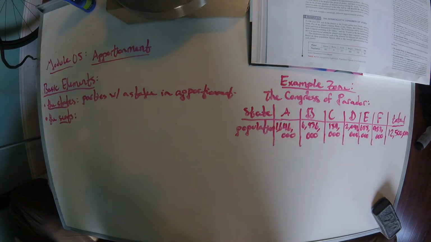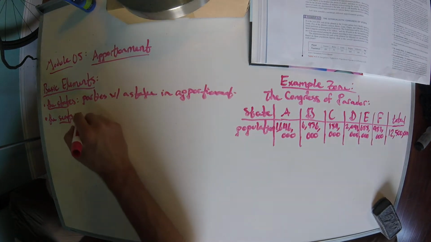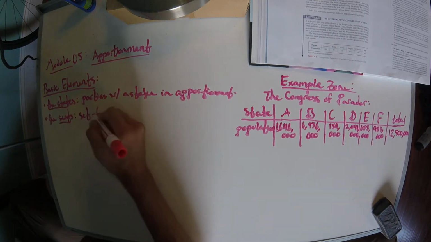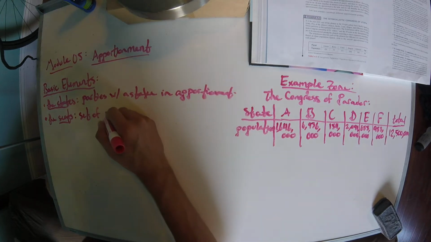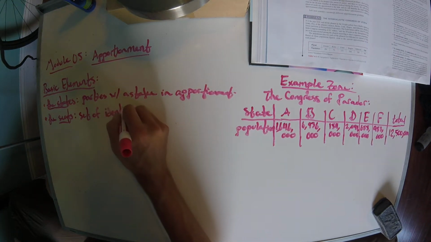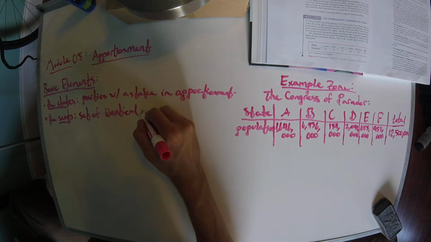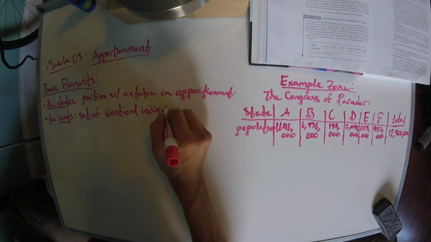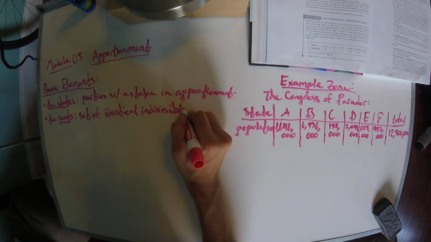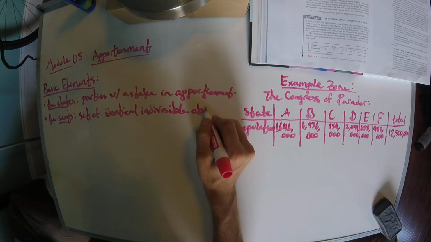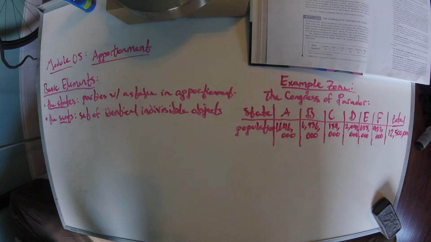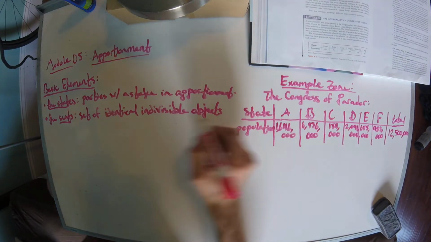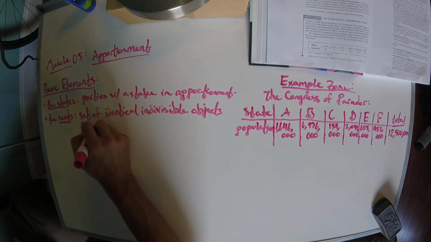And these are the set of identical, indivisible objects. And these are what are being apportioned.